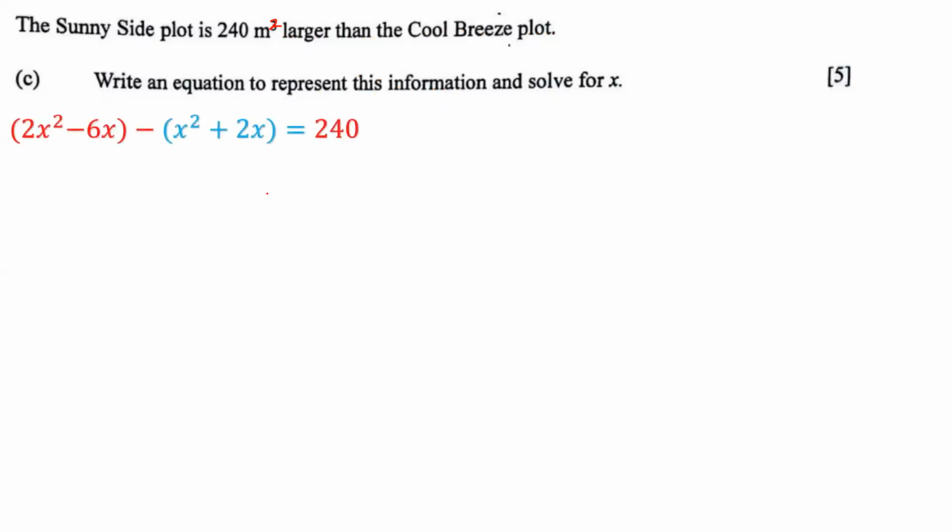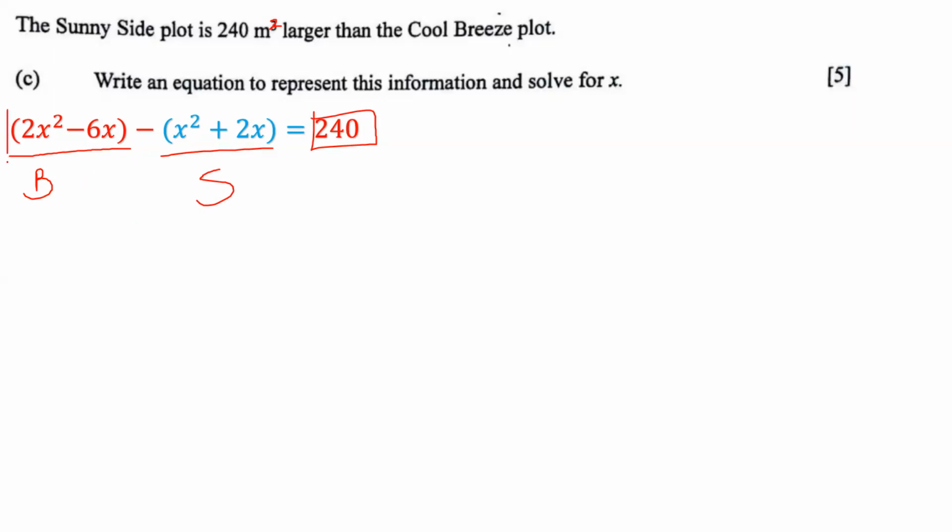But what that means is that if the sunny side plot is 240 meters squared larger than the cool breeze plot, that means that if I take the area of the bigger one and subtract the area of the smaller one, I should get 240, right? That's what it means for one to be 240 meters squared larger. It means that if I take the area of the big one and subtract the area of the smaller one, I should get 240. And so that's what that means.